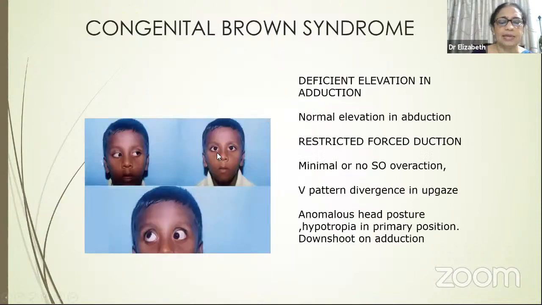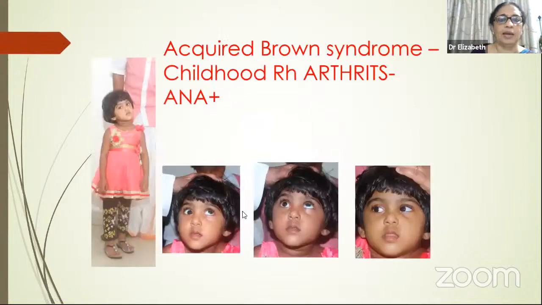And here is again another motility problem. Primary gaze is normal and there is defective elevation. This is a congenital problem and only defective elevation in the adducted position. This is a Brown syndrome. This is also a common motility problem.